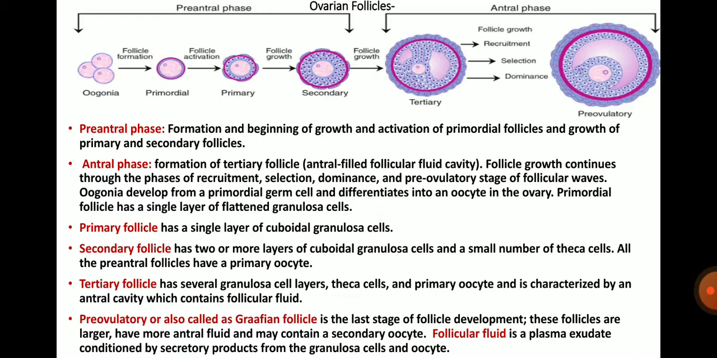So here in this particular slide, one can see the pre-antral phase and antral phase of the ovarian follicle growth and development. In the pre-antral phase, the formation and beginning of growth and activation of primordial follicles and growth of primary and secondary follicles is seen, while in the antral phase, the formation of tertiary follicle, which is filled with the liquor folliculi, the fluid which is present inside the antrum.